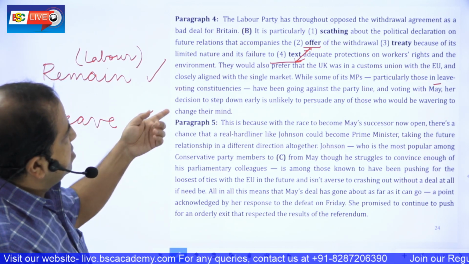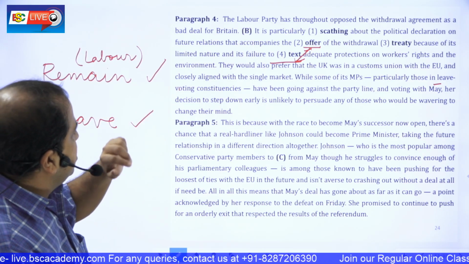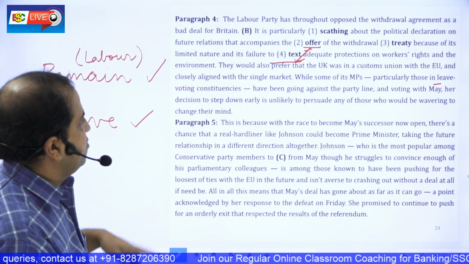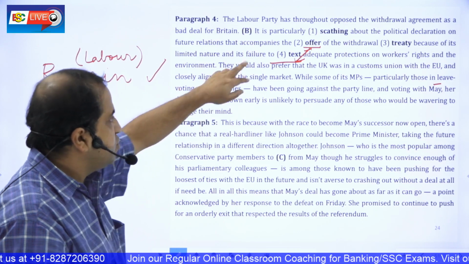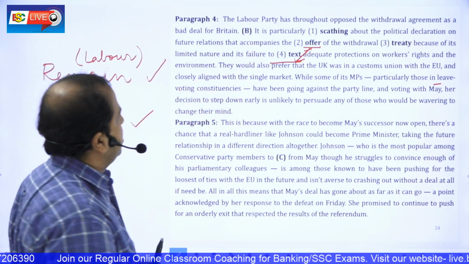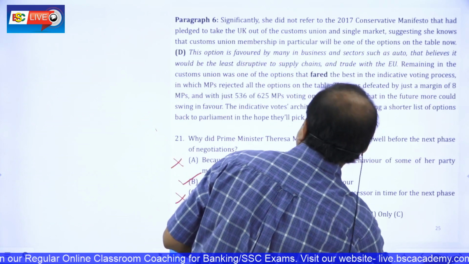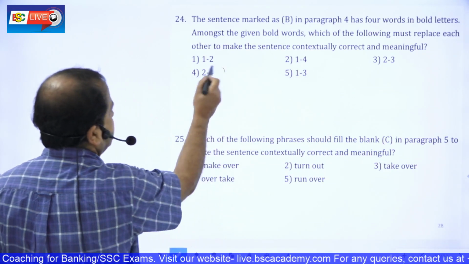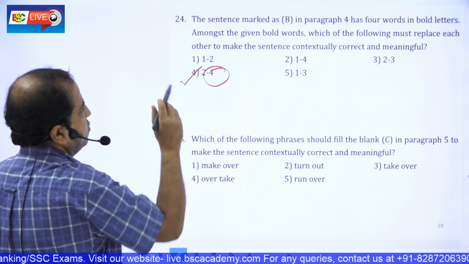So the text of the withdrawal treaty because of its limited nature and its failure to offer adequate protections on workers' rights and the environment. So 2 and 4 need to be changed. 2-4, this is the answer. 2-4.